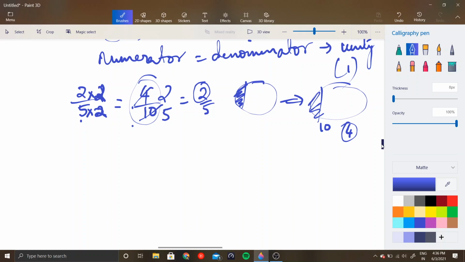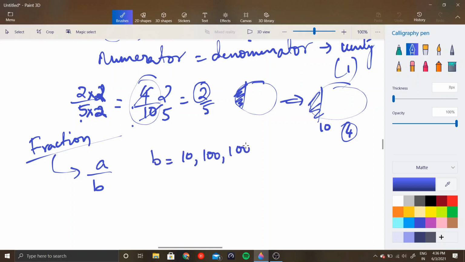So with that said and done, let's have a quick recap on what fractions are. A fraction is a mathematical structure where you have a numerator and a denominator. What we call a decimal fraction is when b is a power of 10. For a vulgar fraction, b will not be a power of 10.